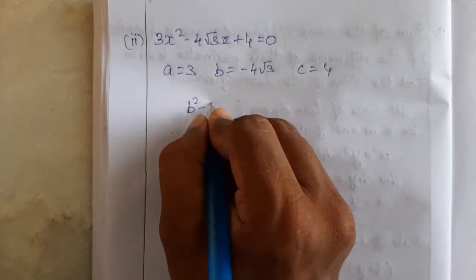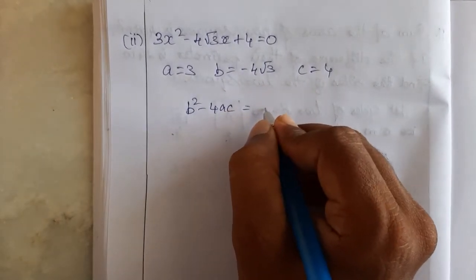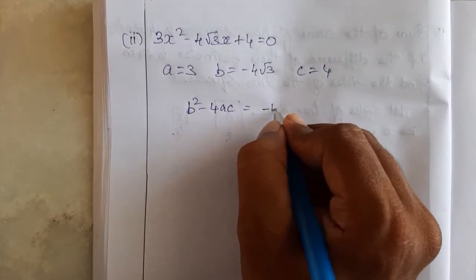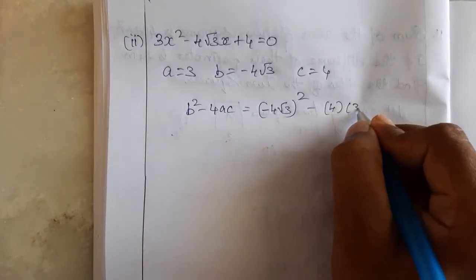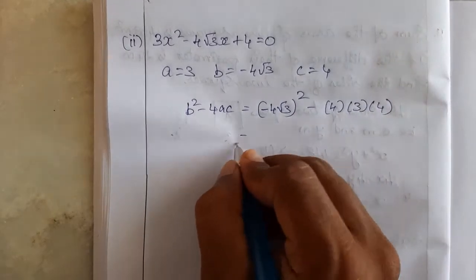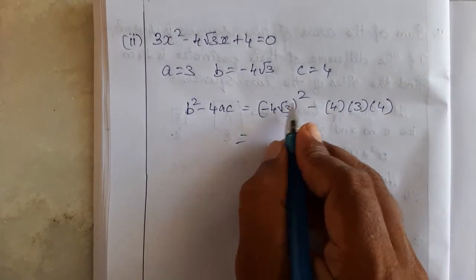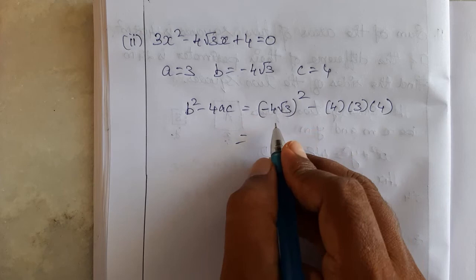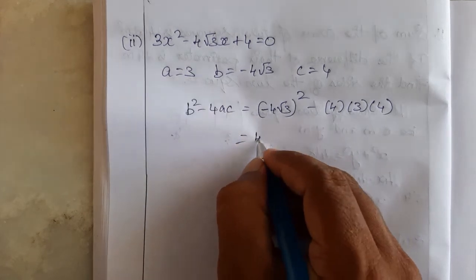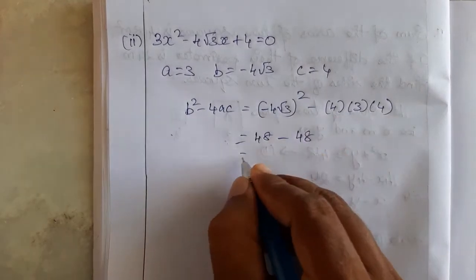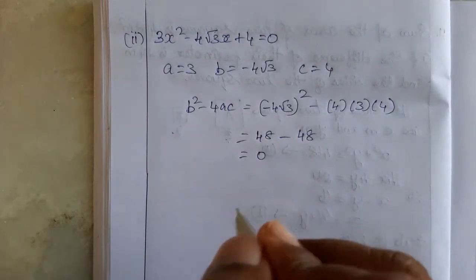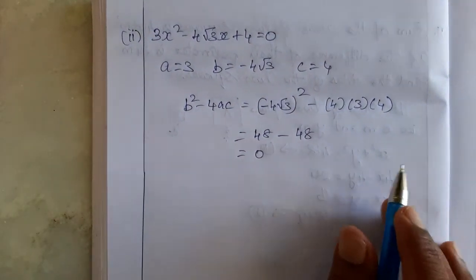So b square minus 4ac is equal to, b square is minus 4 square root of 3 the whole square, minus 4 into 3 into 4. So negative square will become positive. 4 square is 16, square root of 3 squared is 3, 16 into 3 is 48, minus 4 3s are 12, 12 4s are 48, so which is equal to 0. So real roots exist. So if they exist, we have to find them, right?